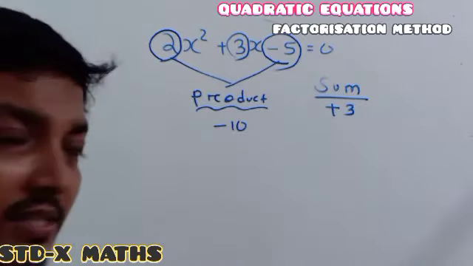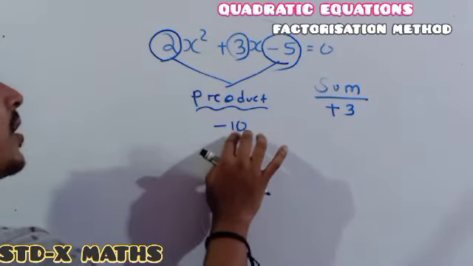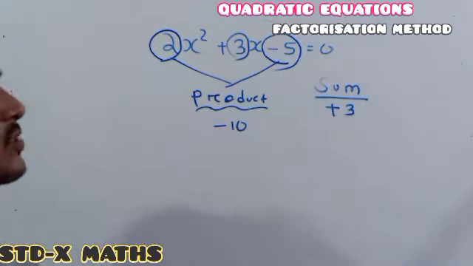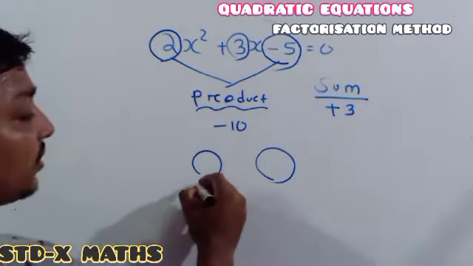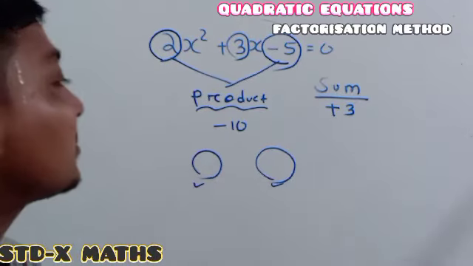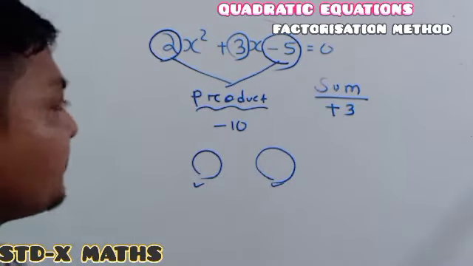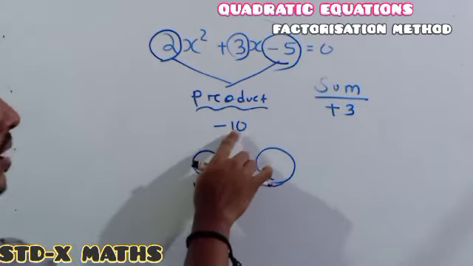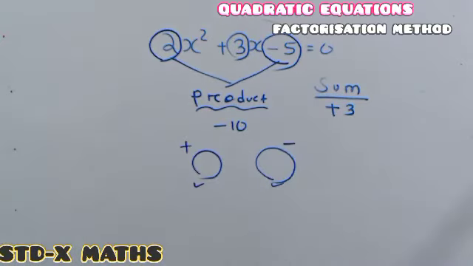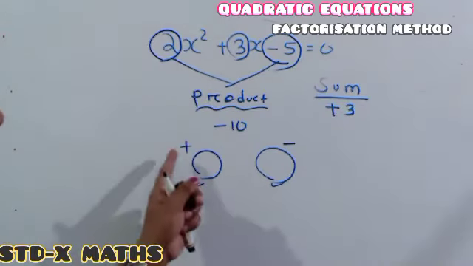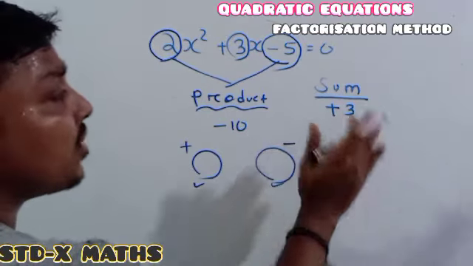From where do you get the minus 10? Product means the coefficient of x square times the constant term. So we have to split the 3 into two numbers whose product is equal to minus 10, but whose sum is plus 3. Remember one thing: whenever the product of two numbers is minus 10, then 100%, one will be plus and the other will be minus, so the product is negative.